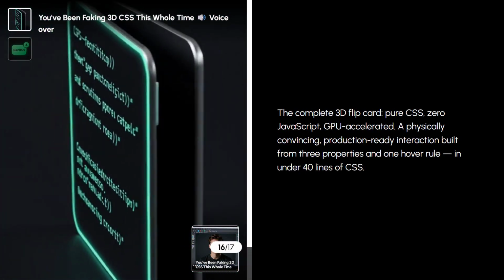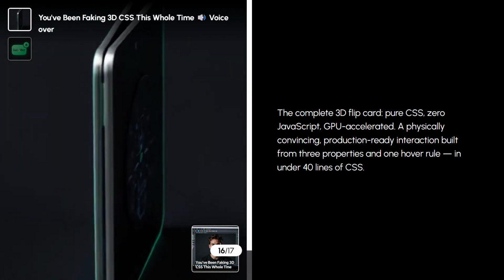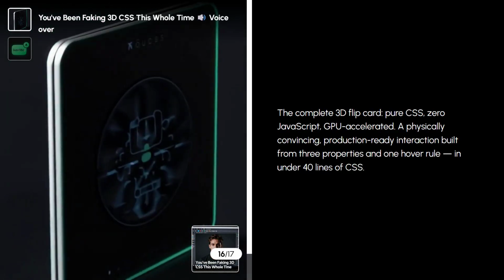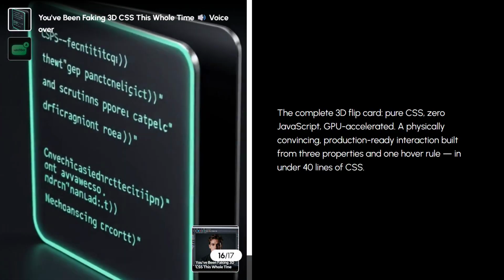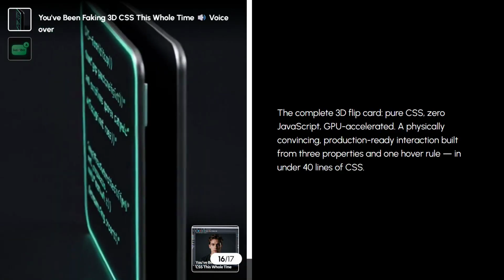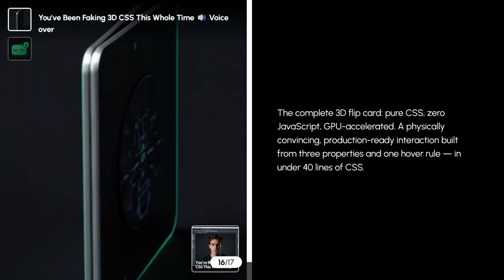That's the complete component, pure CSS, no JavaScript. Smooth, GPU-accelerated 60 FPS on any modern browser. 3 properties building real 3D space, and the entire user interaction is one hover rule. That's what CSS has always been capable of. Most developers just never went this deep.